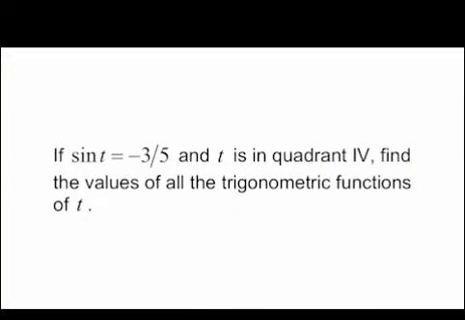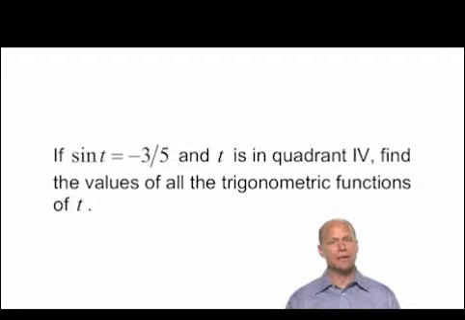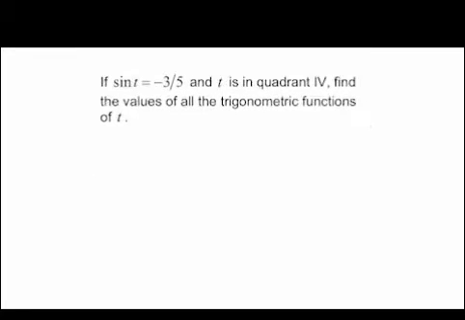If sine t is equal to negative 3/5 and t is in quadrant 4, find the value of all the trigonometric functions of t. The key to this problem is to first find the value of the cosine, and then we can easily find all the others, because all the other trig functions are defined in terms of sine and cosine. So to get cosine, we look to the Pythagorean identity, sine squared plus cosine squared is equal to 1.